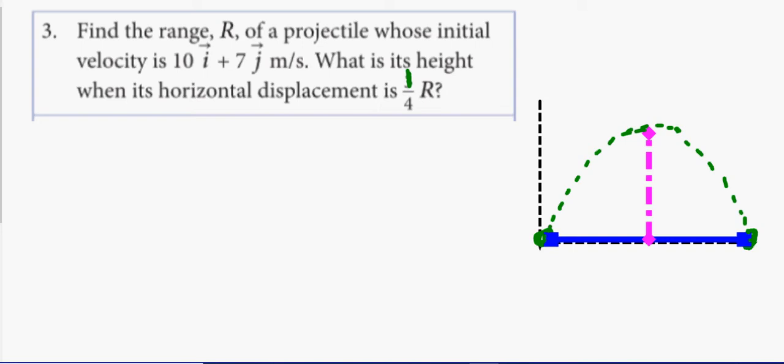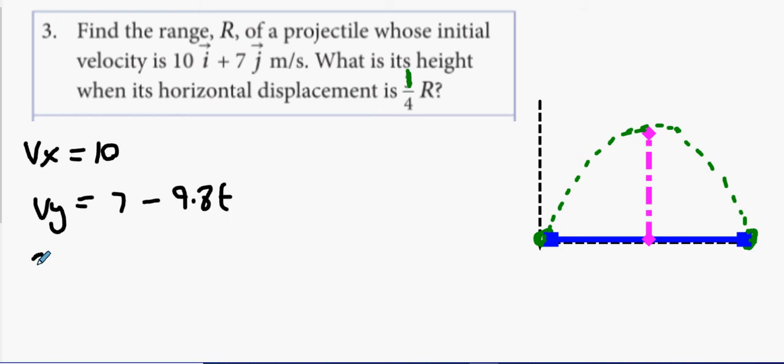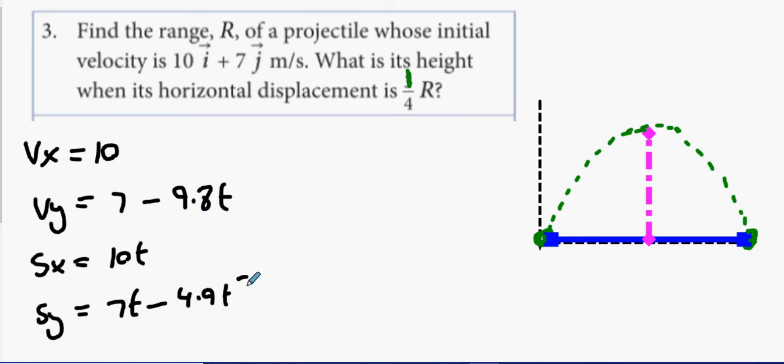Now, we're going to do what we always do. We're just going to go for Vx, which is 10i. We're going to go for Vy, which is 7 minus gt, so minus 9.8t. Sx is going to be 10t. And then Sy is going to be 7t minus half the second one, 4.9t squared.